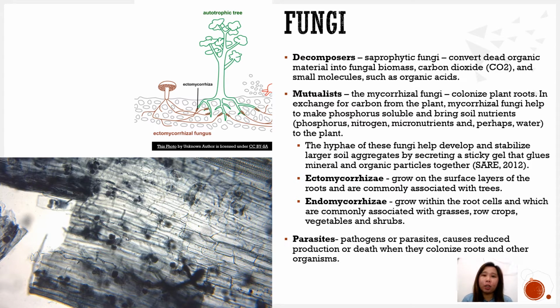Ectomycorrhizae grow on the surface layers of the roots and are commonly associated with trees, while endomycorrhizae grow within the root cells and are commonly associated with grasses, root crops, vegetables, and shrubs. In other words, endomycorrhizae are those mycorrhiza that grow in plants with relatively finer or smaller roots in diameter, while ectomycorrhizae grow commonly in trees, wherein the roots of trees are actually really large compared to grasses, vegetables, and shrubs.